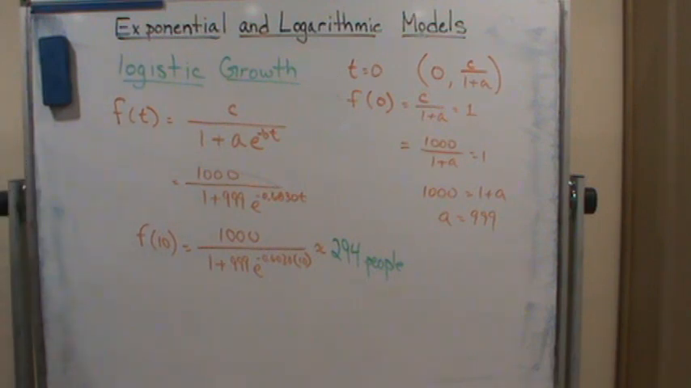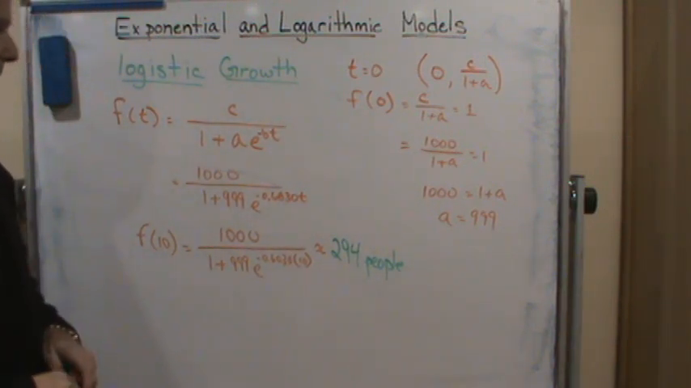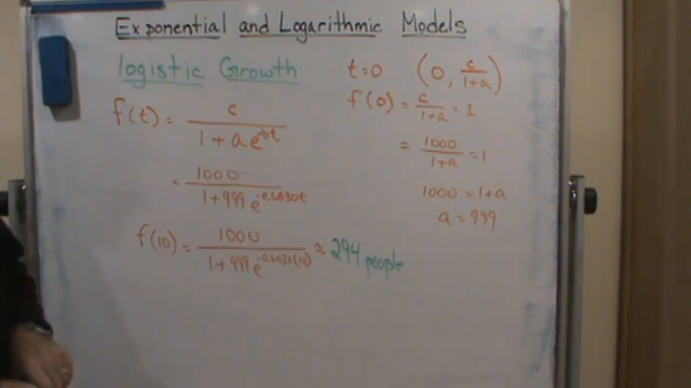Now, you can also ask questions about time. Like I could find, okay, how much time will have passed in order to affect half the population? In other words, that 500 people are infected. That would be another type of problem you could ask.